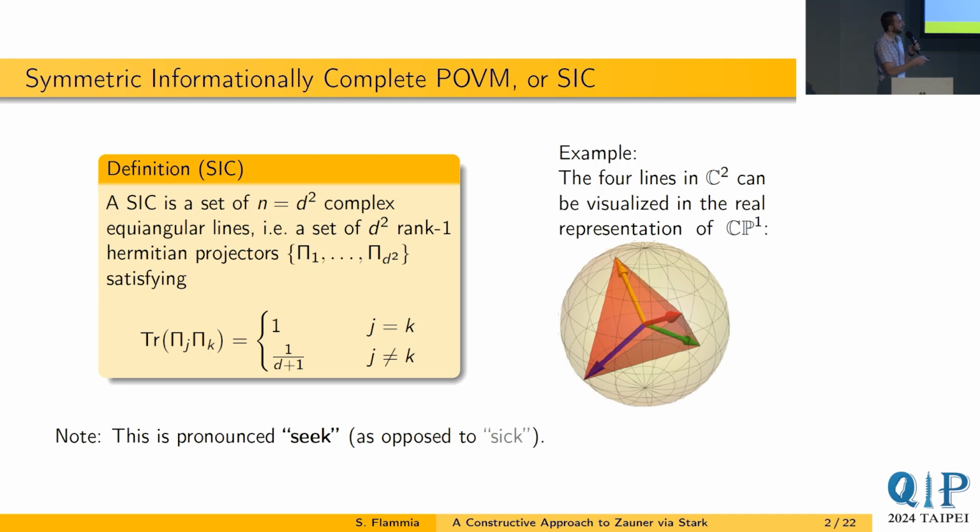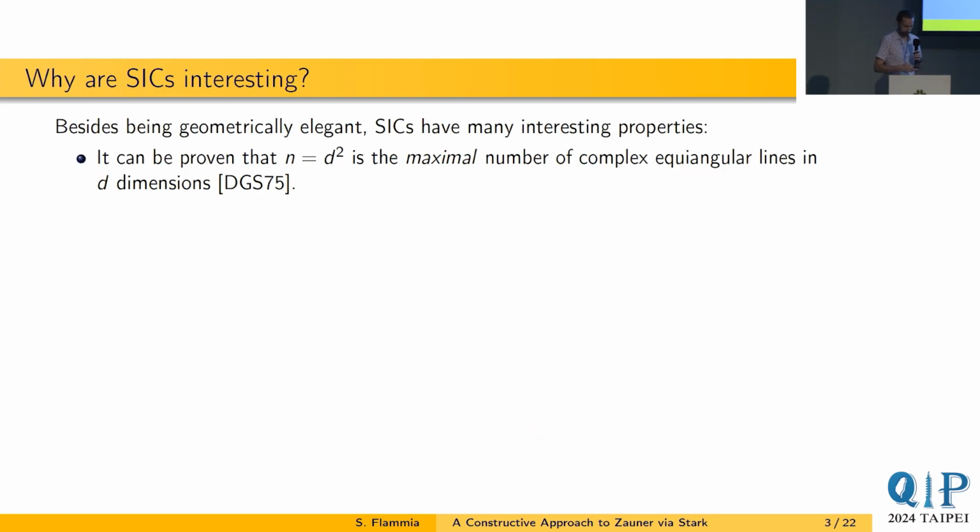And so what does this look like if I take a solution to this and put it on the Bloch sphere? These 4 vectors here are the pure state projectors of a solution to this set of equations. And yes, this is pronounced SIC. Okay, so these are geometrically elegant.